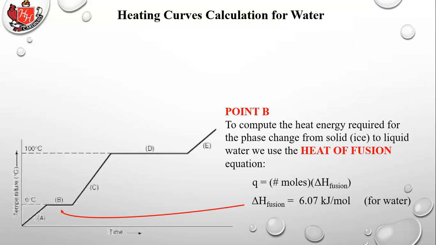Now, to compute the heat for the flat areas, the one down there at the bottom that's being pointed to would be where the ice is melting into liquid water, and we said that stays at 0 degrees as long as it's doing that. So there's no temperature change. So when you think about it, if there's no temperature change, you can't use the formula Q equals MC delta T because there is no delta T. So we have to use a different formula that doesn't include temperature change because there is none. So at point B, to compute the heat energy required for the phase change from ice to liquid water, we use the heat of fusion equation.